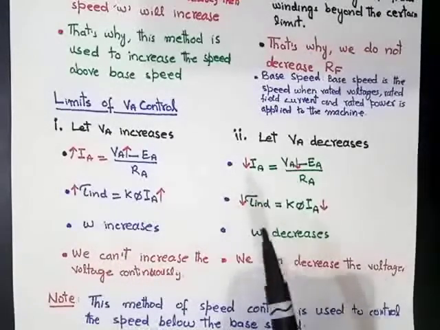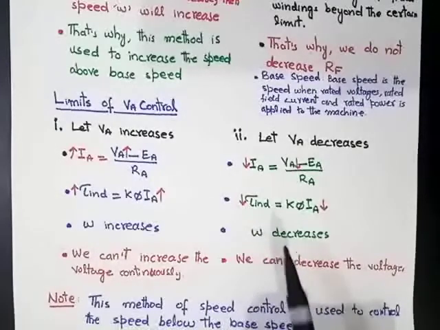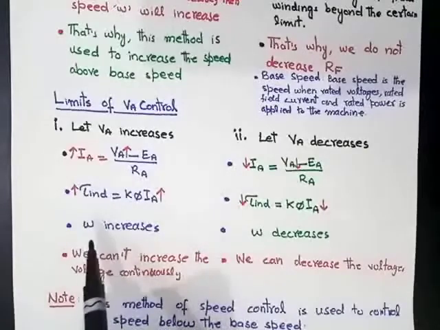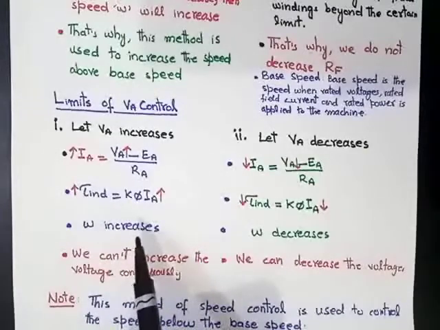When the induced torque decreases, the speed of the DC shunt motor will decrease. When the induced torque increases, the speed of the DC shunt motor will increase.